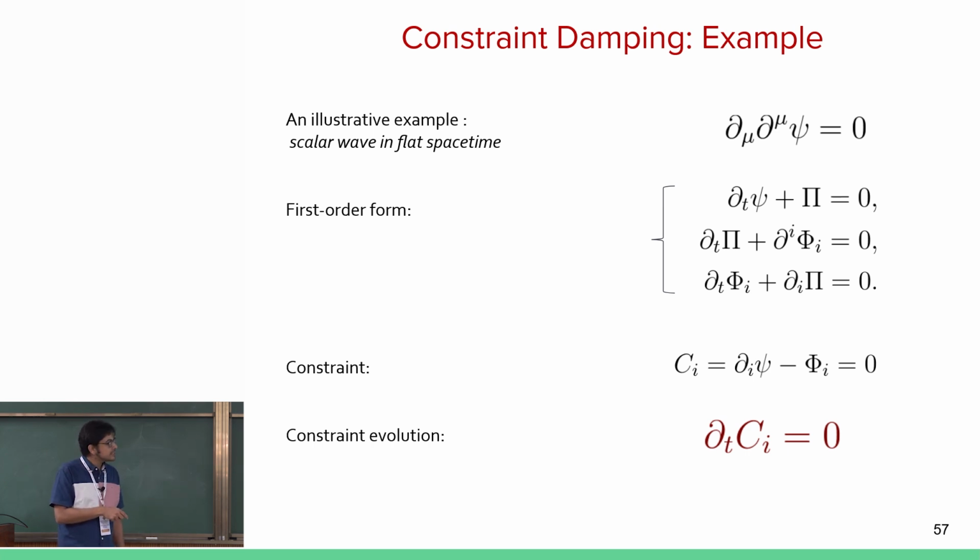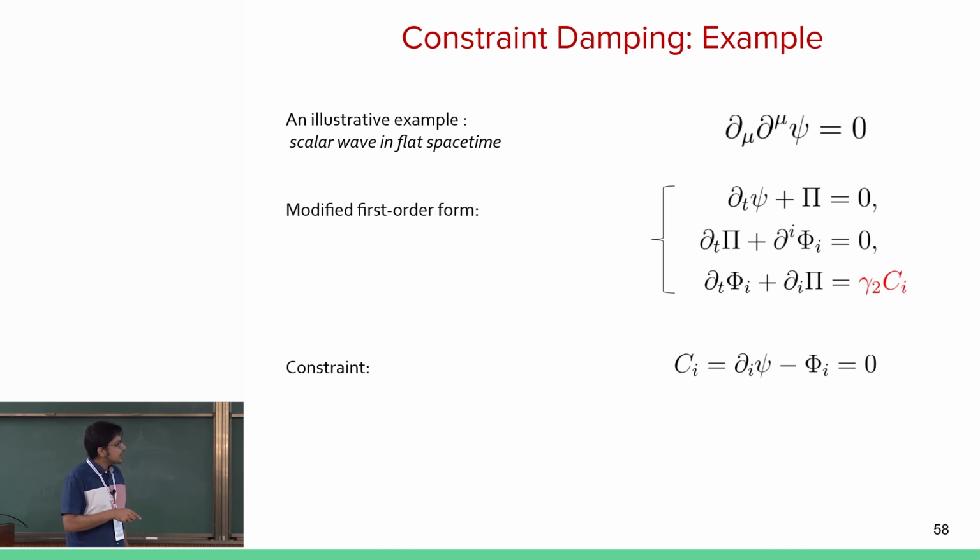But this also means that if due to some reason you introduce a numerical violation of C_i equal to 0, that violation will not decay back to 0. It will remain in your solution. It will remain forever, no matter how long you evolve the scalar field. Okay? So how can we cure this? We magically insert this term right here, which is just a multiple of the constraint equation itself. Analytically, since this is identically 0, I have not changed the original set of equations.